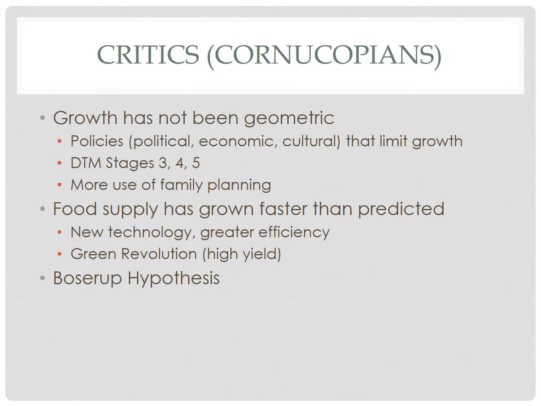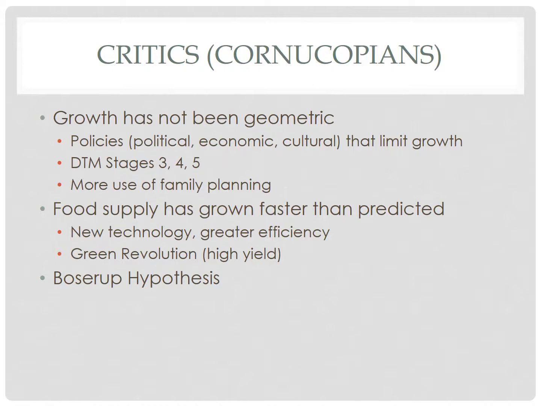So what about those folks that don't agree with Malthus, that criticize Malthus? Sometimes they are called cornucopians, so make sure that you're familiar with that term. That is a term that is anti-Malthus. Okay? So what is some of the evidence that might support what the anti-Malthusians, the cornucopians, say? Well, one, they argue that growth hasn't been geometric, and really what they mean is that growth hasn't been exponential. It hasn't been exponential growth.